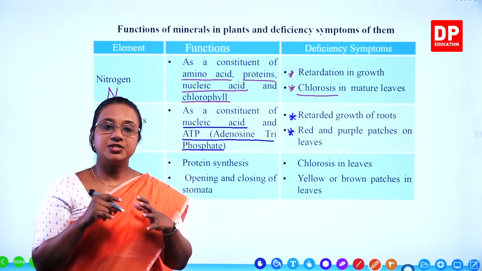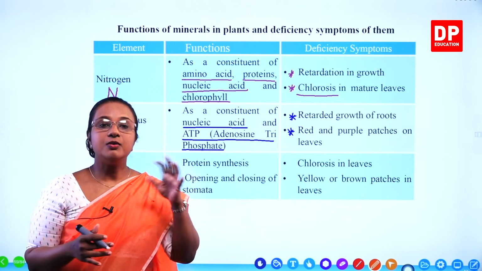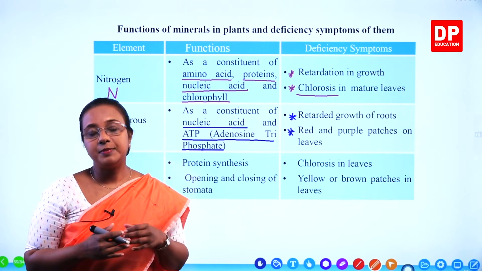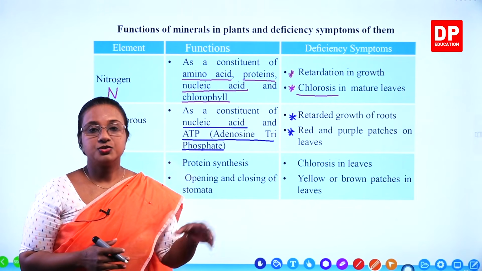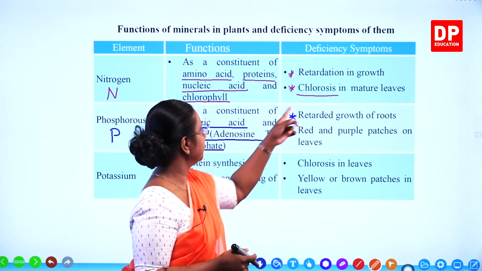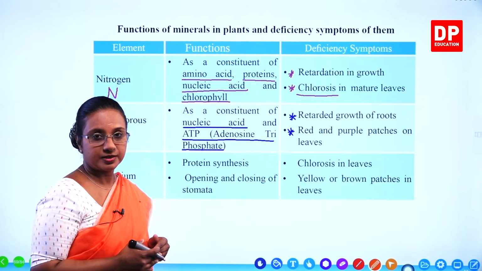There will be patches. The normal green color leaf will have red and purple color patches on it. So, that is the deficiency symptom caused by phosphorus.